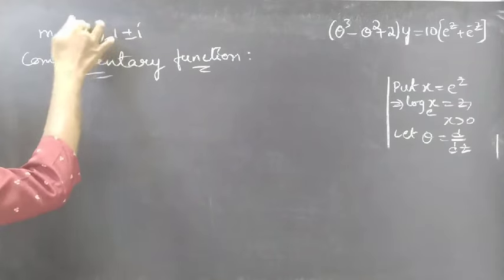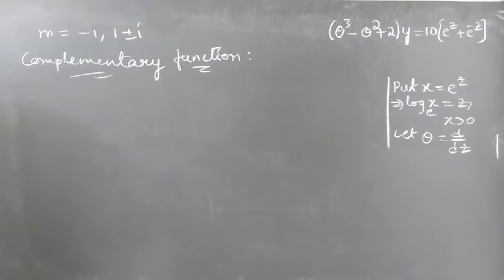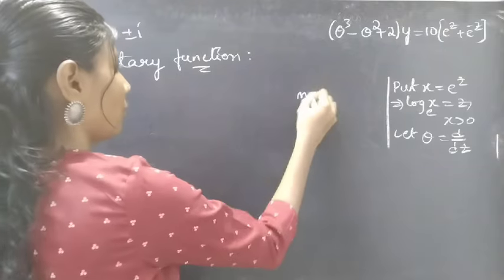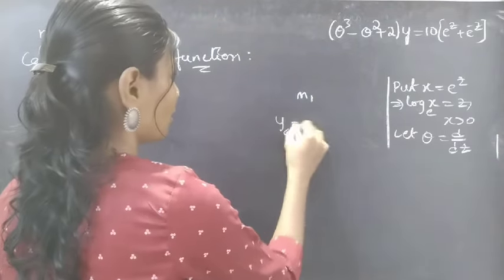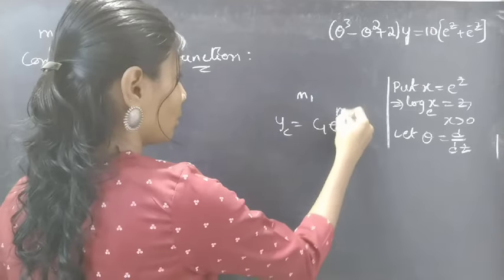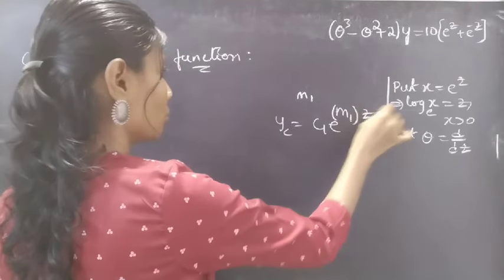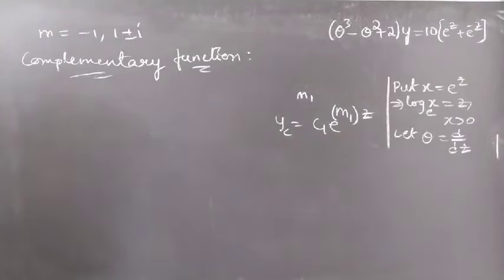This is minus 1, not i. When we have m1, which is a real and distinct root, then yc will be a constant c1 into e power this root into the independent variable z. Okay.